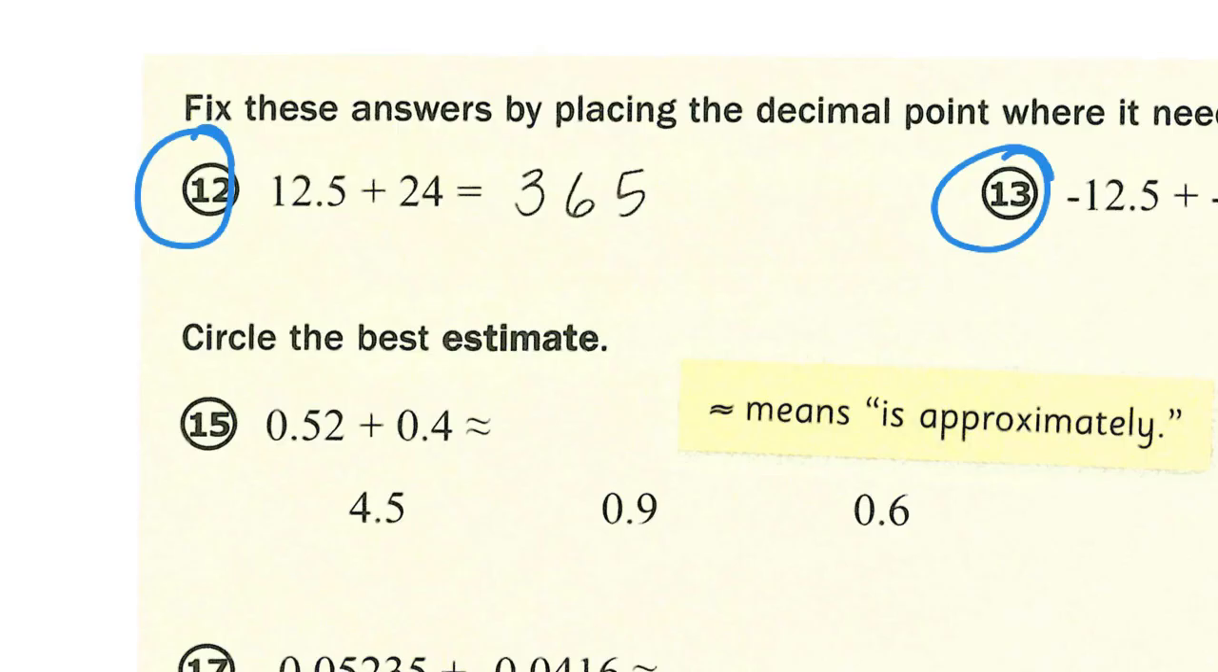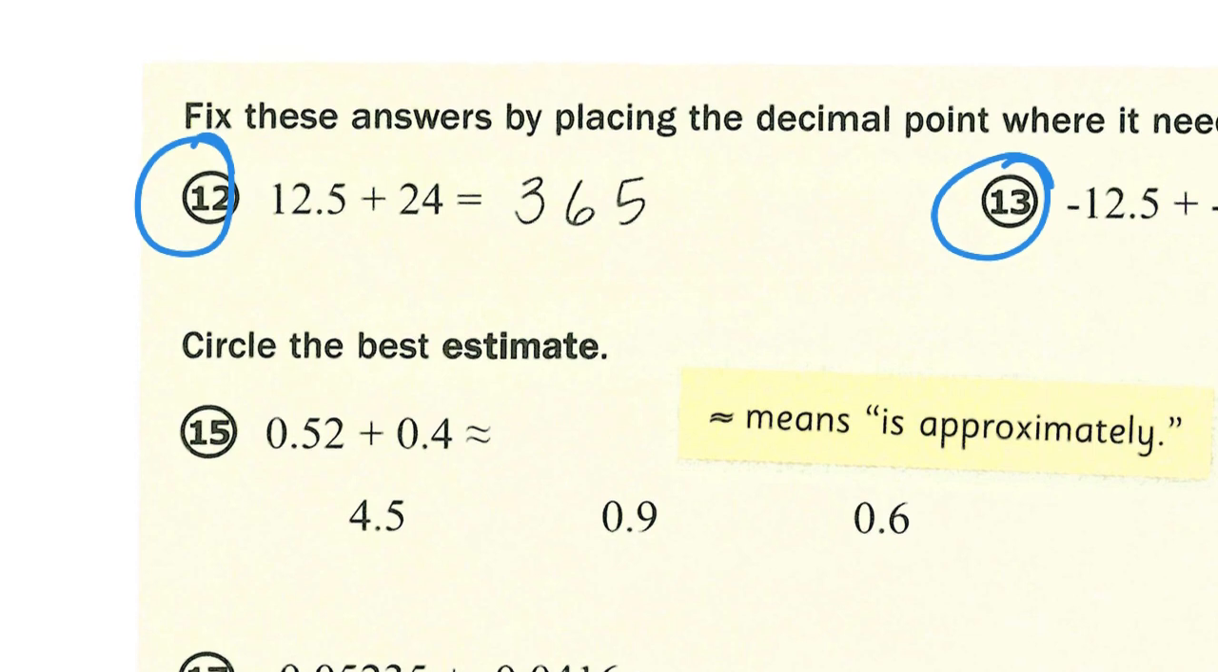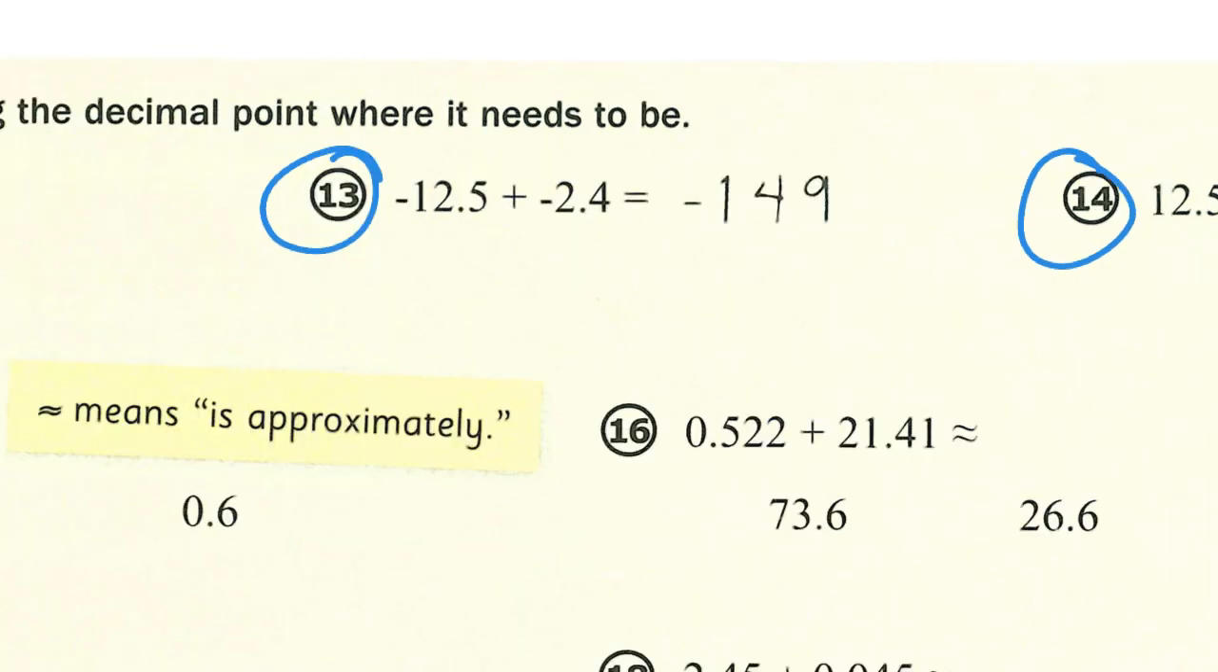In number 12, I know my decimal needs to go right after the 6, because in my problem I have 12 plus 24, that's going to be the 36, and then after the decimal I have the 0.5. In number 13, my decimal is going to go right after the 4.